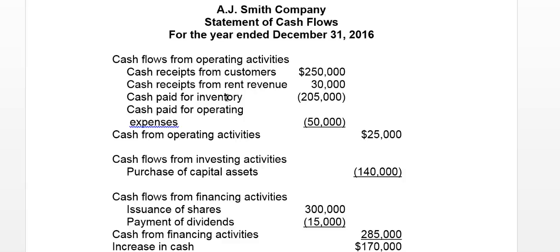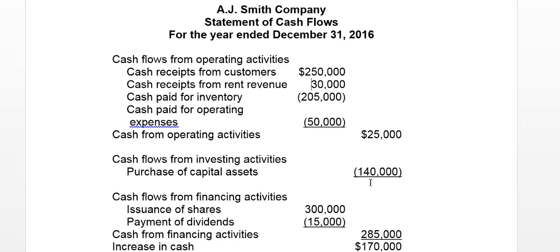We paid for our inventory. Well, when you pay for things that you buy in a business, that's an operating expense. And then we had other operating expenses as well. So notice that we use brackets around these to indicate that cash is flowing out of the business, or we're paying cash out, and we don't put anything around when cash is coming in. So at net, we have net inflow from our operating activities of $25,000.